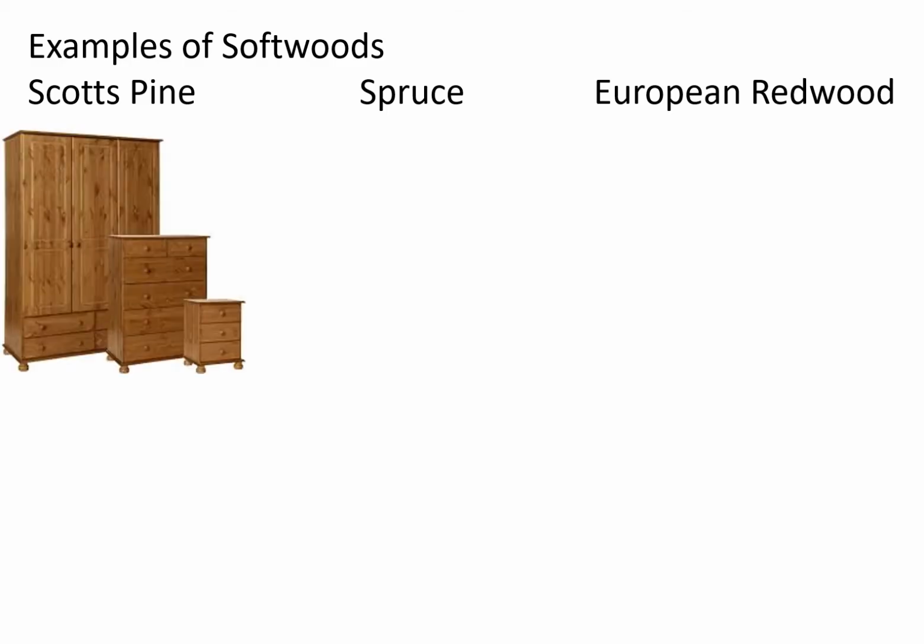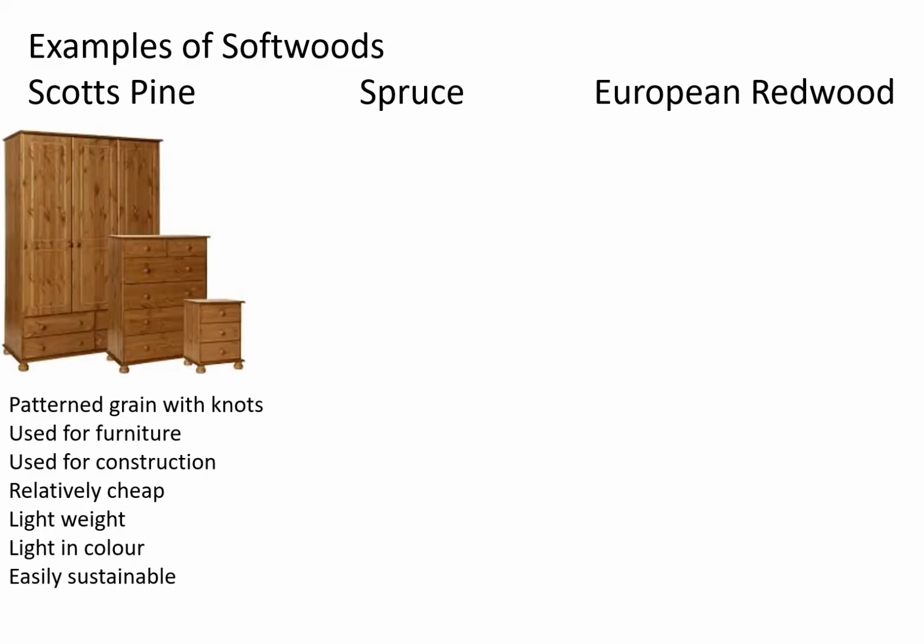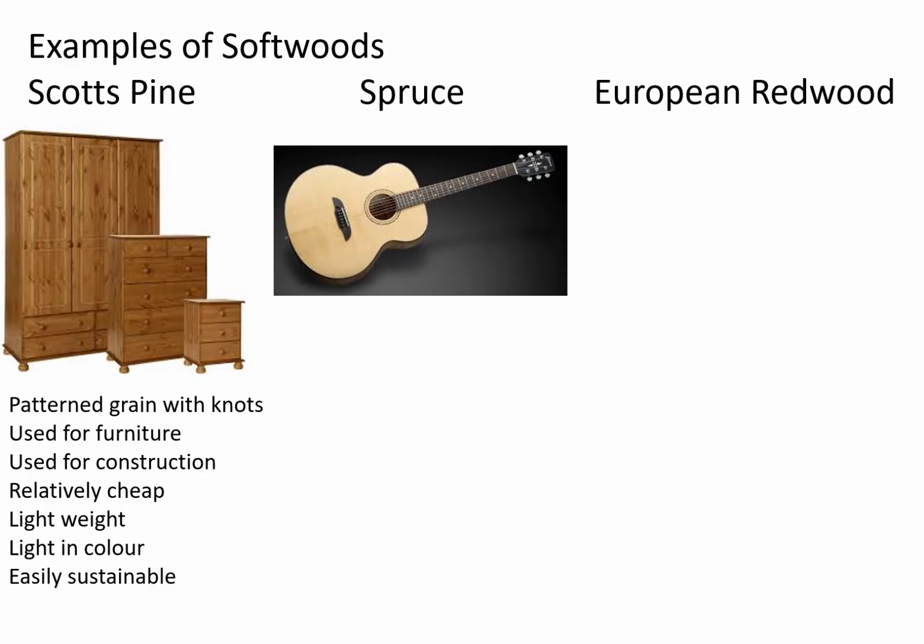Here are some examples of softwoods. Scots pine. Scots pine has a pattern grain with knots. It's used for furniture and in construction. It's relatively cheap because it's a softwood and grows quickly. It's lightweight and light in colour and is easily sustainable.